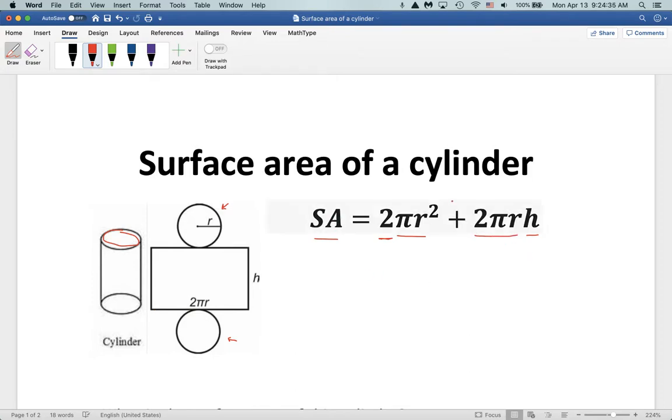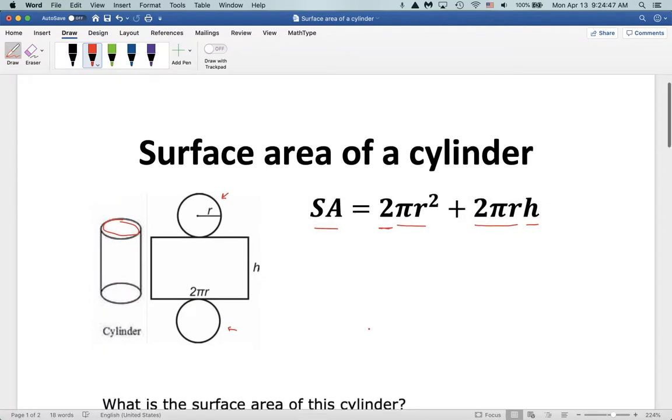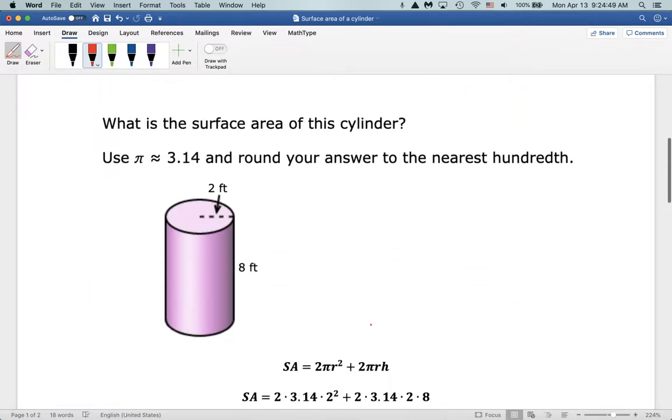So we get this formula for surface area: the two bases, or the two circles, 2 pi r squared, plus the side, which is the circumference, 2 pi r, times the height, h. So let's do an example of that.